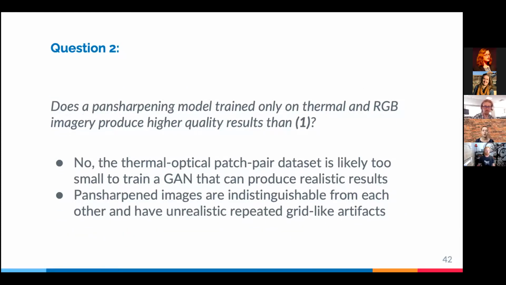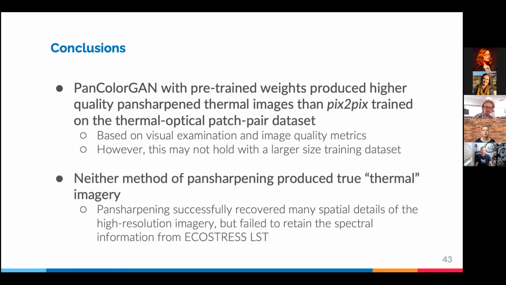So to answer question 2, does a pan-sharpening model trained on thermal and RGB imagery produce higher quality results than a pre-trained model? I found that this was not true in my case. I feel that the thermal optical patch pair dataset was likely too small to train a GAN that can produce realistic results. The pan-sharpened images out of Pix2Pix were indistinguishable from each other and had unrealistic repeated grid-like effects, and the units of temperature were not correct. So overall, I found that PanColor GAN with pre-trained weights produced higher quality pan-sharpened images than Pix2Pix that was trained only on the thermal optical patch pair data set.